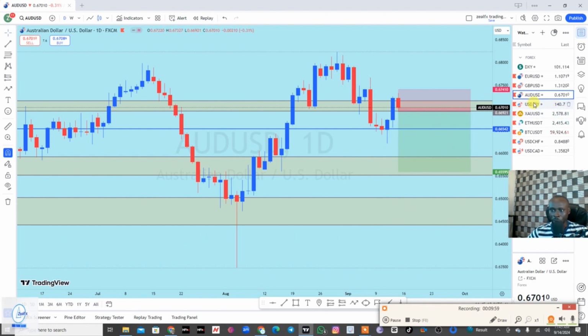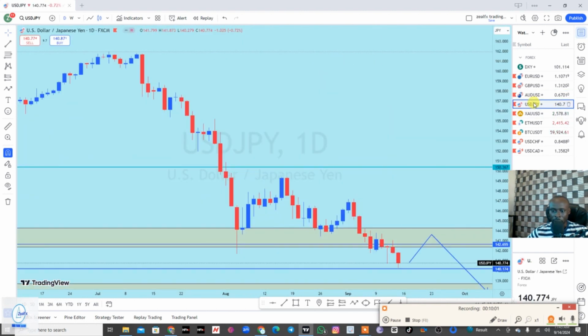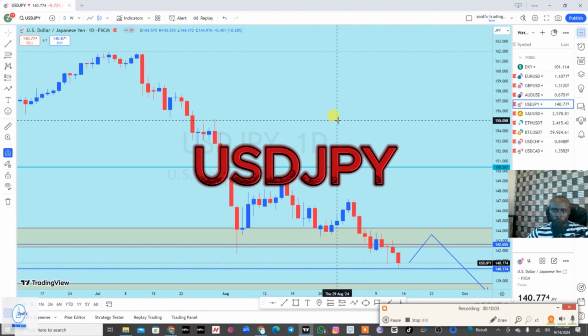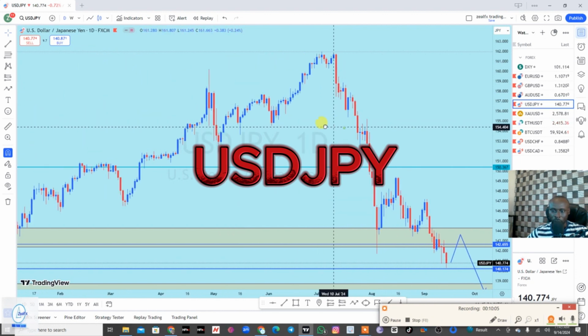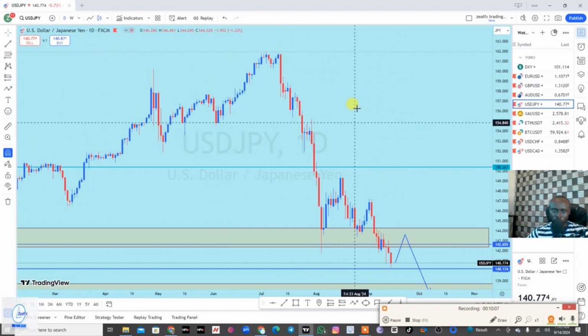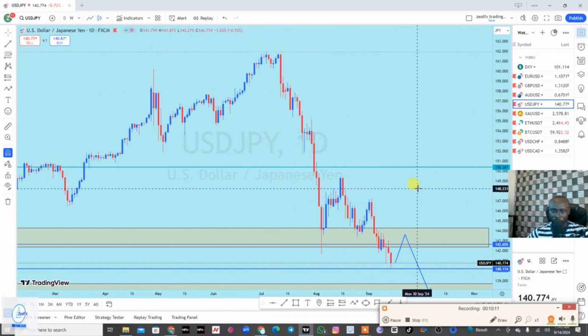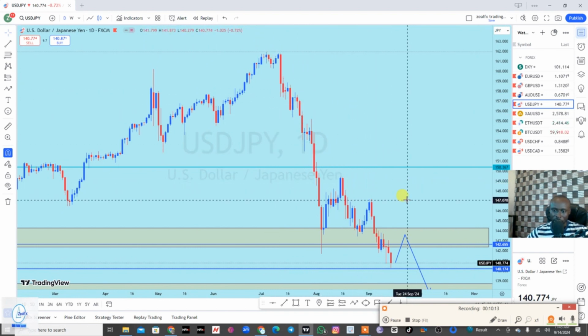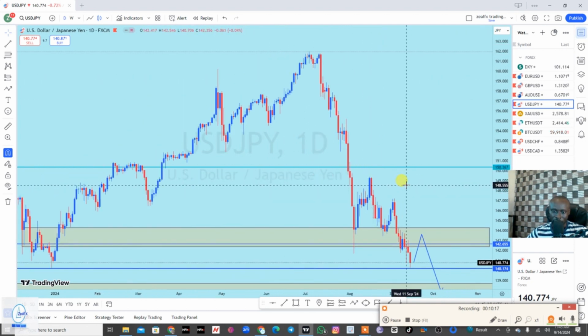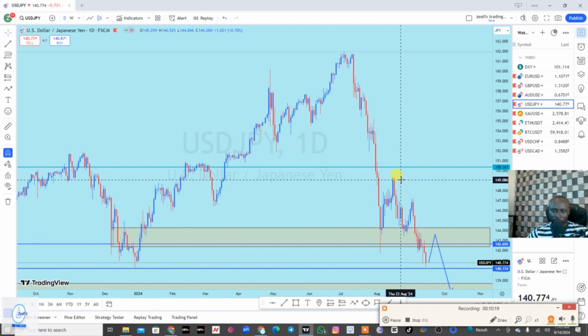So the next pair I'll be looking at now is USDJPY. The USDJPY is currently in a downtrend. We have a higher high, a lower high, lower high, lower high. This shows that we are expecting more downtrend because the major structure of the market is really in a downtrend. So let's look at the weekly chart.